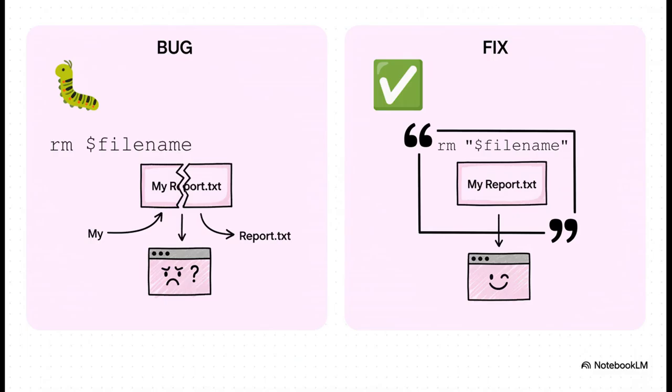And this example shows you exactly why. Look at the buggy version. When Bash sees $filename without quotes, it sees the space, and it splits my report.txt into two separate words. So it tries to run the rm command on a file called my and a file called report.txt, which is not what you want. But look at the fix. By simply wrapping the variable in double quotes, you're telling Bash, hey, treat everything inside these quotes as one single thing. It's that simple. Just always quote your variables.